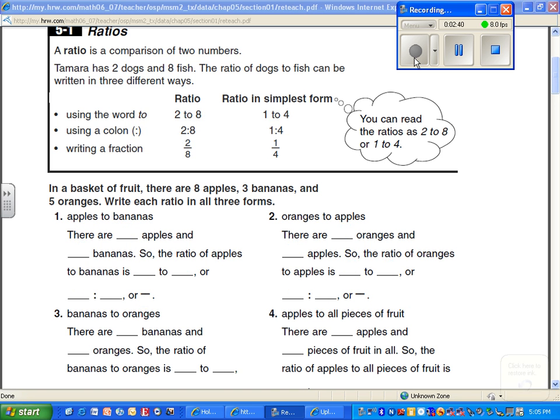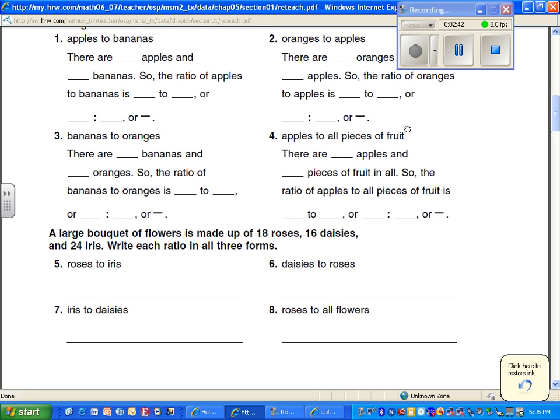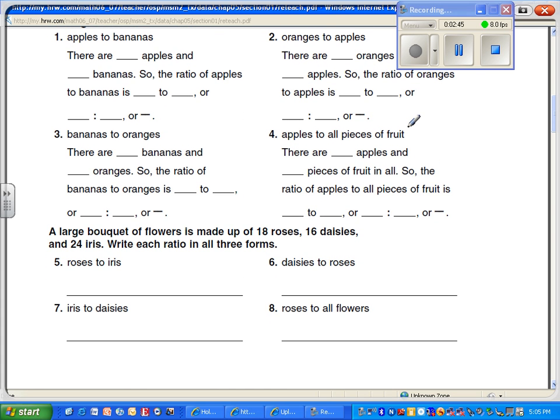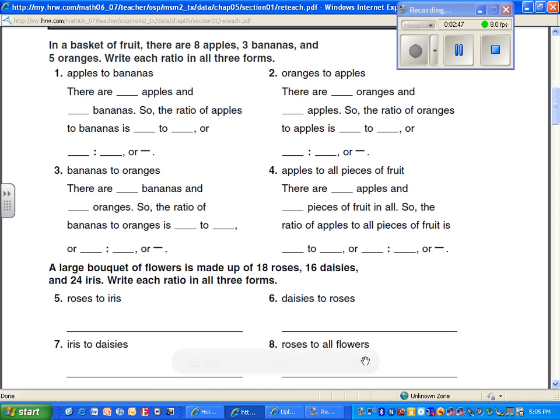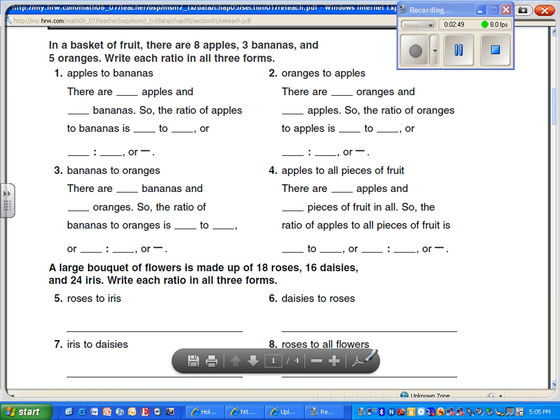So let's move on to number 3. Bananas to oranges. Oops, I need to move that down a little bit so I can see. Bananas to oranges. How many bananas? 3 bananas. How many oranges? 5. So the ratio of bananas to oranges in that order is 3 to 5, 3 to 5, and 3 to 5. That's all 3 ways we can express that ratio.